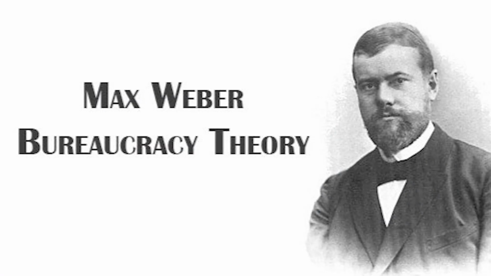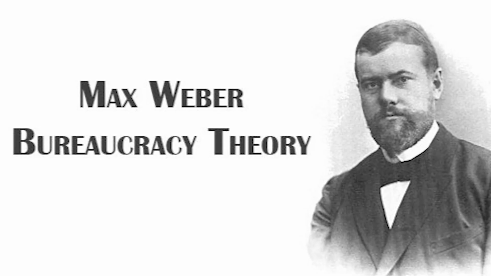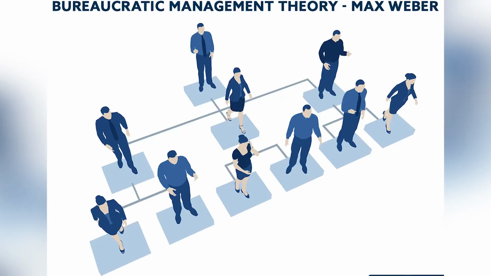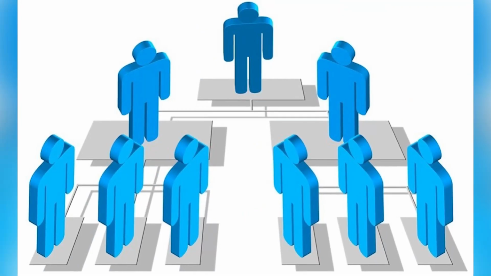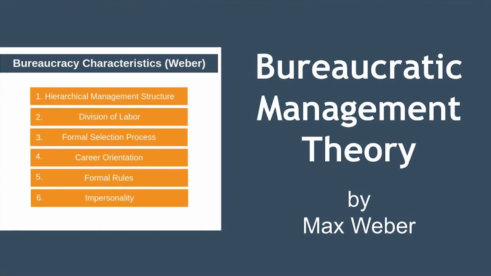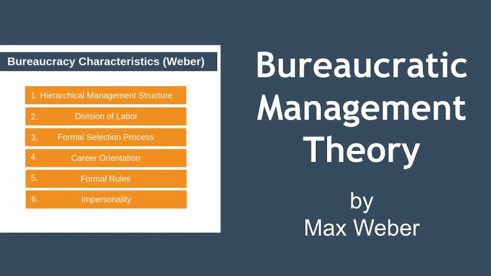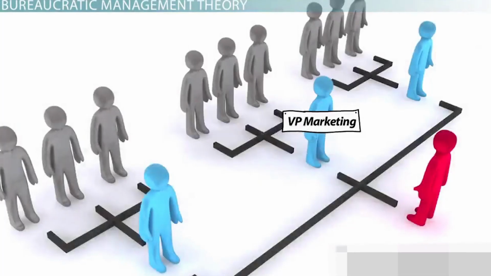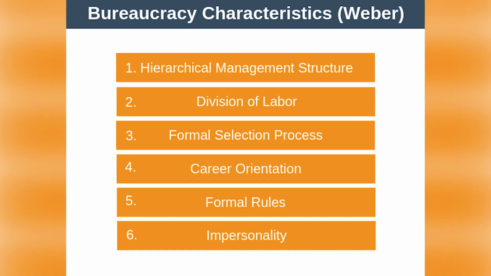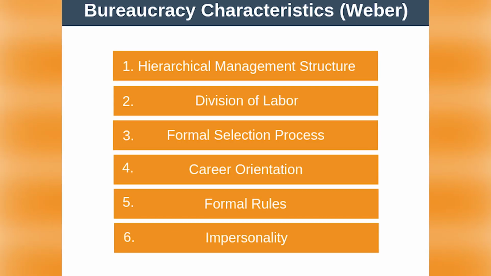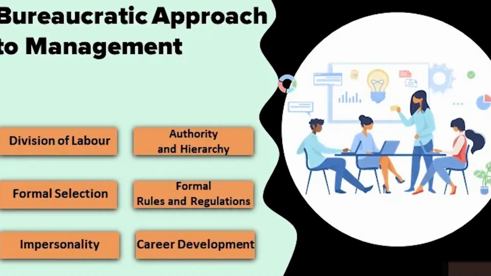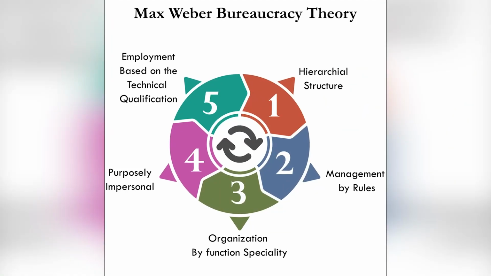Max Weber sought to eliminate nepotism and inefficiency by creating a rational, formal, and organizational structure. The core concept of bureaucratic management theory is that an ideal organization is a bureaucracy characterized by strict hierarchy, formal rules and procedures, division of labor based on technical qualifications, impersonality in relationships, and career orientation. The bureaucratic management theory provided the blueprint for large-scale and stable organizations, such as governments, military, and large corporations, by emphasizing structure and formal authority.